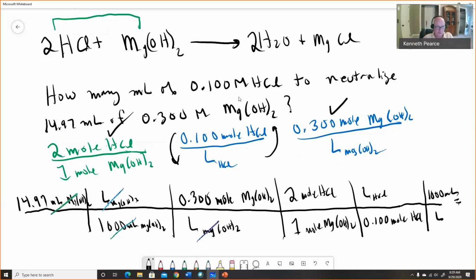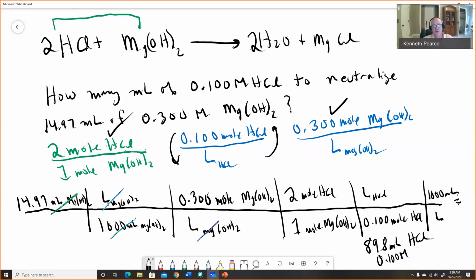So we have 14.97 times 0.3 times 2 times 1,000 divided by parentheses 1,000 times 0.1 close parentheses, and I get 89.8 milliliters. And that would be of the hydrochloric acid solution, which is 0.100 molar. And that's how you do it. That's how you do acid-base neutralizations.